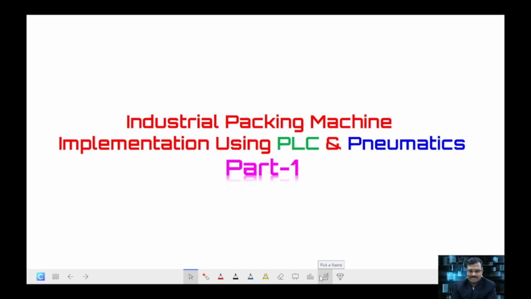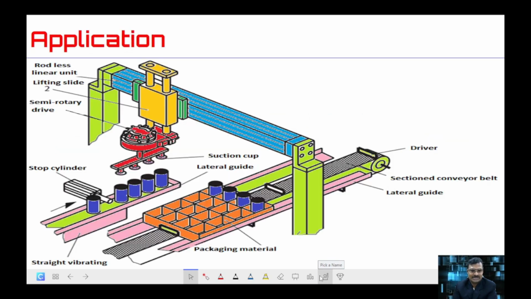In the first part I will discuss the structure of this application, and the sensors, solenoids and actuators involved. Mostly we will focus on the electro-pneumatic part, and in the second video we will convert this electro-pneumatic part into the PLC controlled pneumatic part, so that we can see it step by step and it will be easy to understand. So first let us see the structure of this machine.